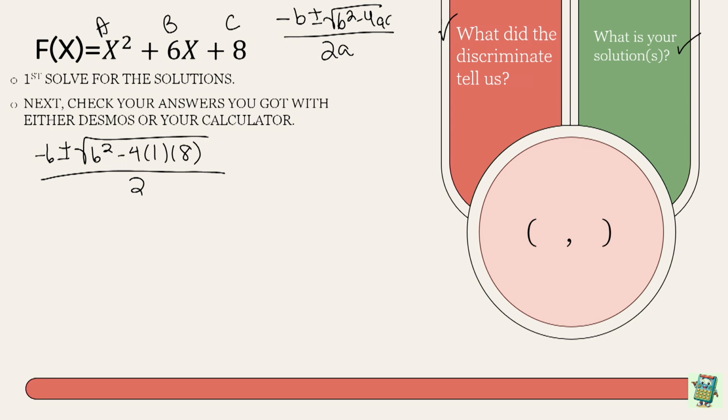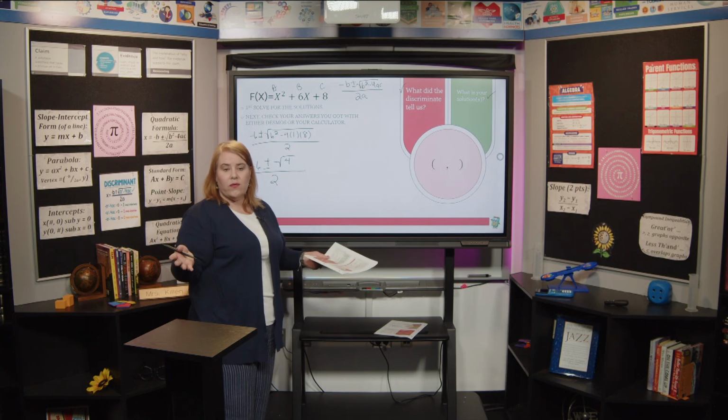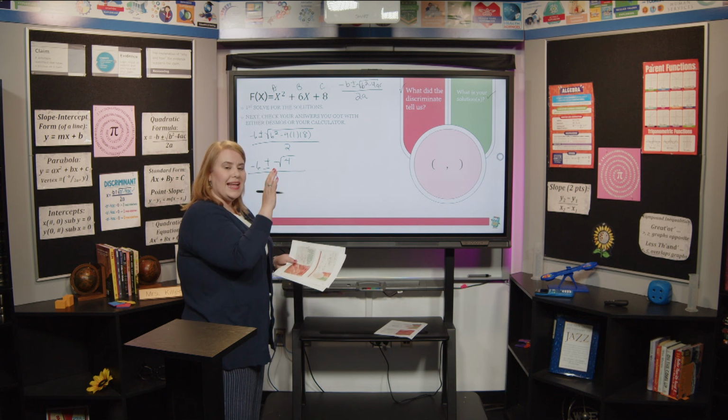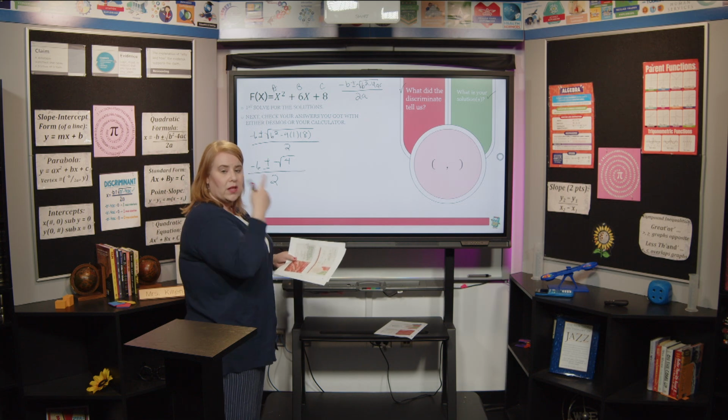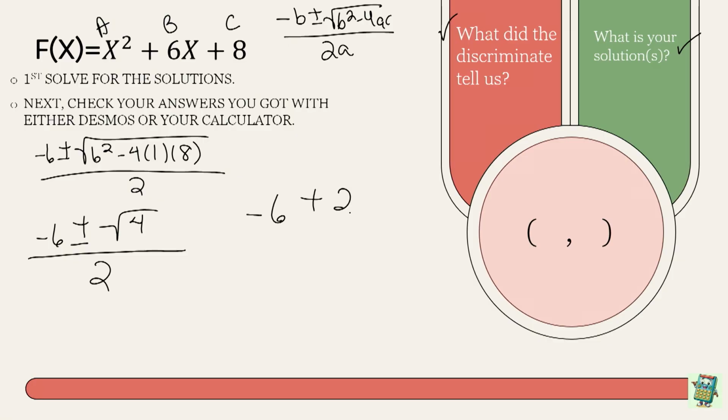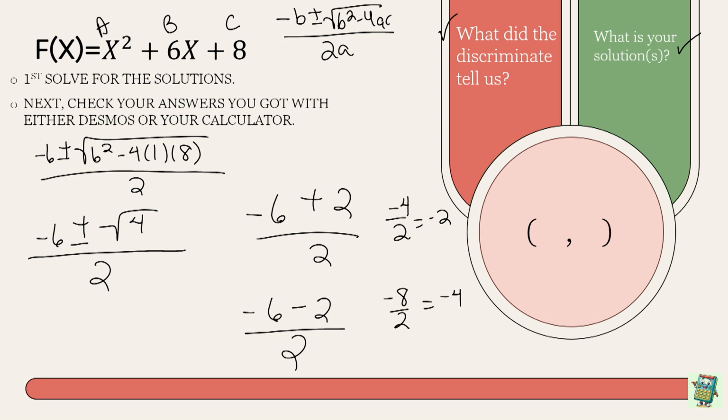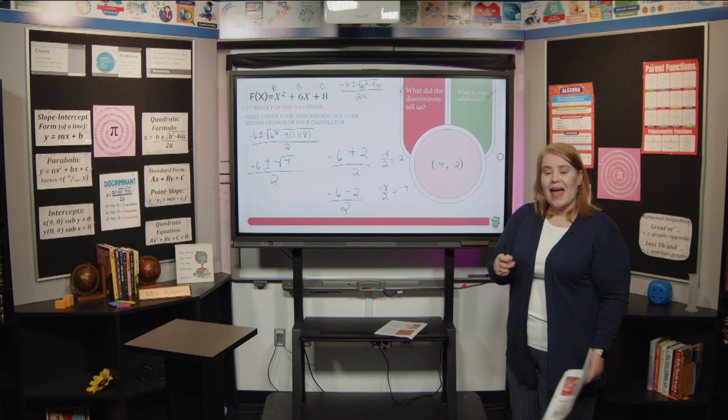Exactly right. So let's write that down. Negative 6 plus or minus the square root of 4, over 2. Now, we know what the square root of 4 is. That's a perfect square. What's the square root of 4? It's 2. So what I'm going to do is take that negative 6 and add and subtract 2, divided by 2. Negative 6 plus 2 divided by 2, and negative 6 minus 2 divided by 2. So when I have negative 6 plus 2 divided by 2, I get negative 4 over 2, which is negative 2. Negative 6 minus 2 divided by 2, I get negative 8 over 2, which is negative 4. So my two solutions are negative 4 and negative 2. That is how I find my solutions.